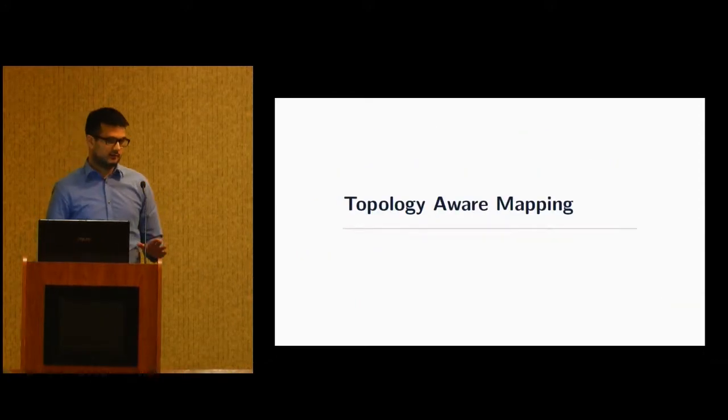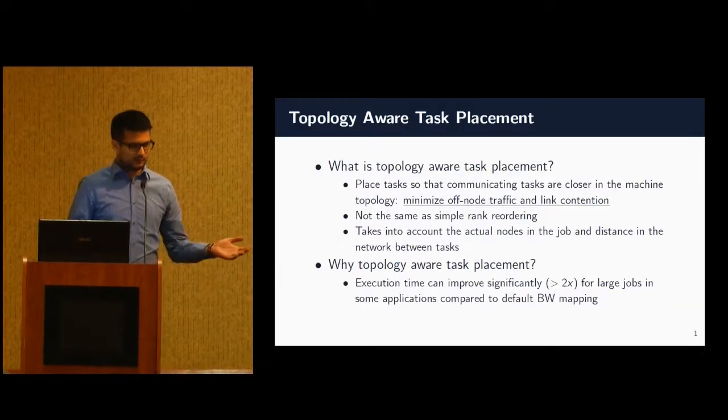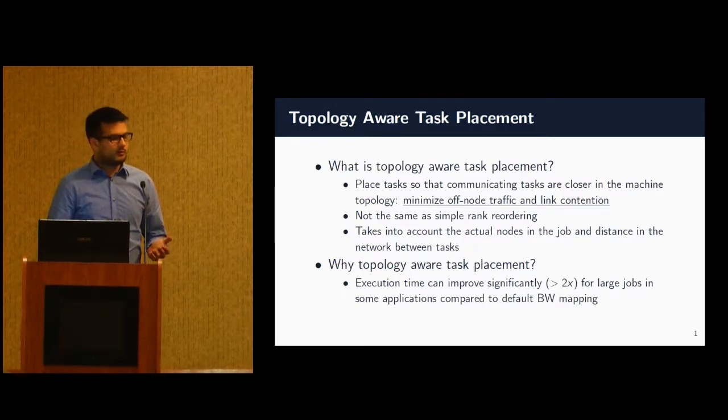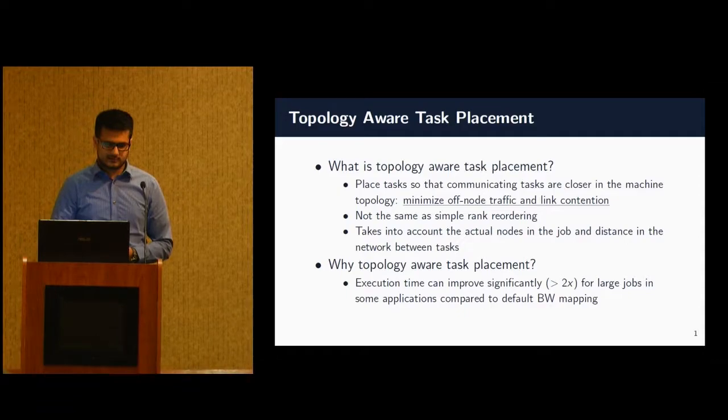The first thing is topology-aware mapping. So the obvious question here is, what exactly is topology-aware mapping? Basically, the point of topology-aware mapping is we want to place tasks so that communicating tasks are closer in the machine topology. Really, the main goal here is to minimize off-node traffic, and in particular, link contention, because sometimes these can really slow down applications.